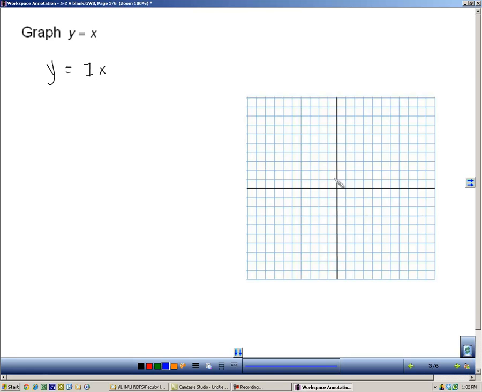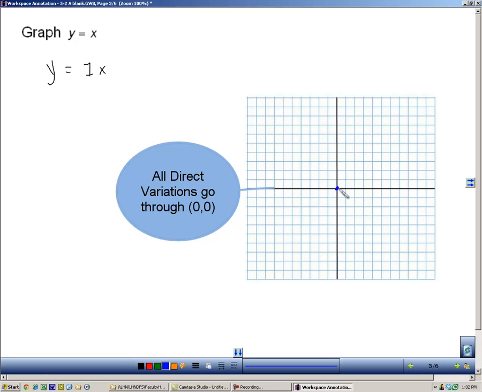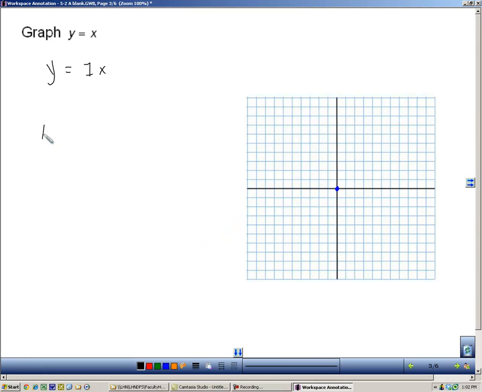Go over here to our graph. We know that we're going to start here at the origin. We know that there's a point there that this goes through because it's a direct variation, so we can just put a dot there. The other thing we can say is the slope is 1, or the m is 1. You might want to say the k is 1, therefore the m is 1. And since it's 1, we can write it as 1 over 1, which means my rise is 1, and my run is 1.